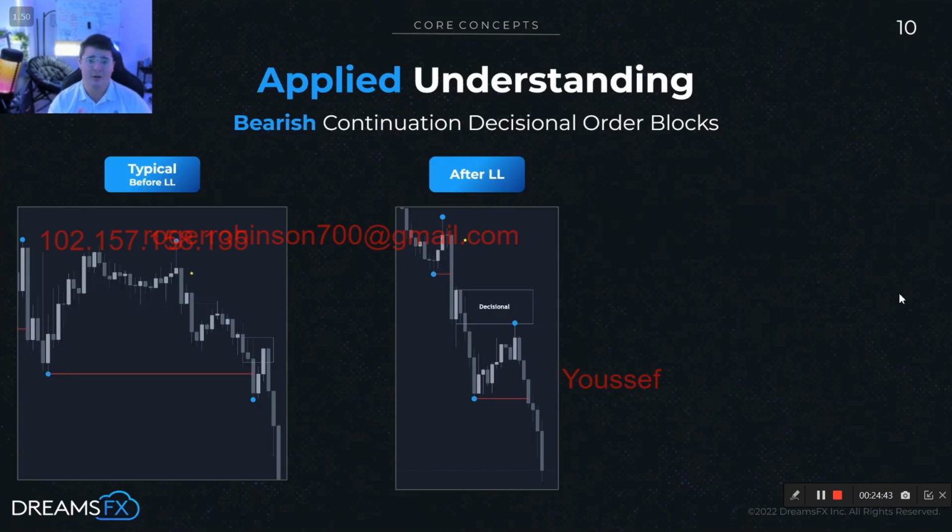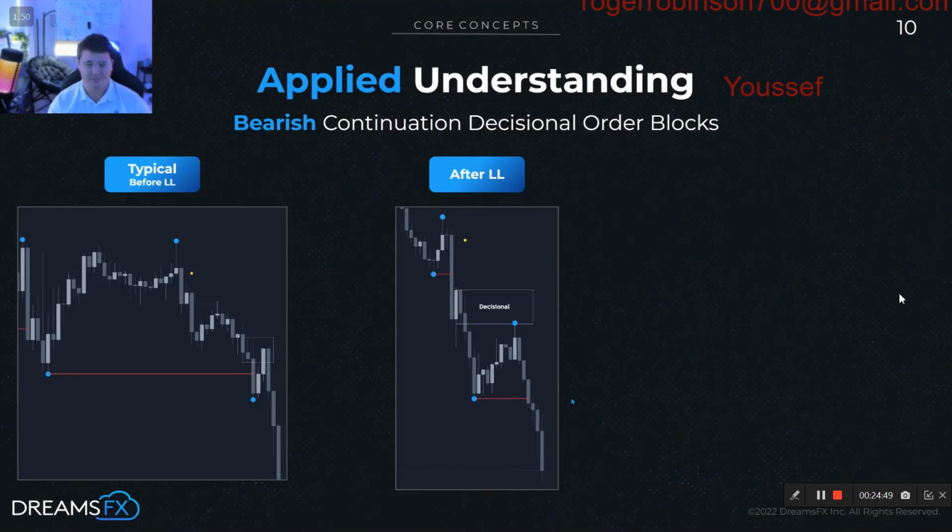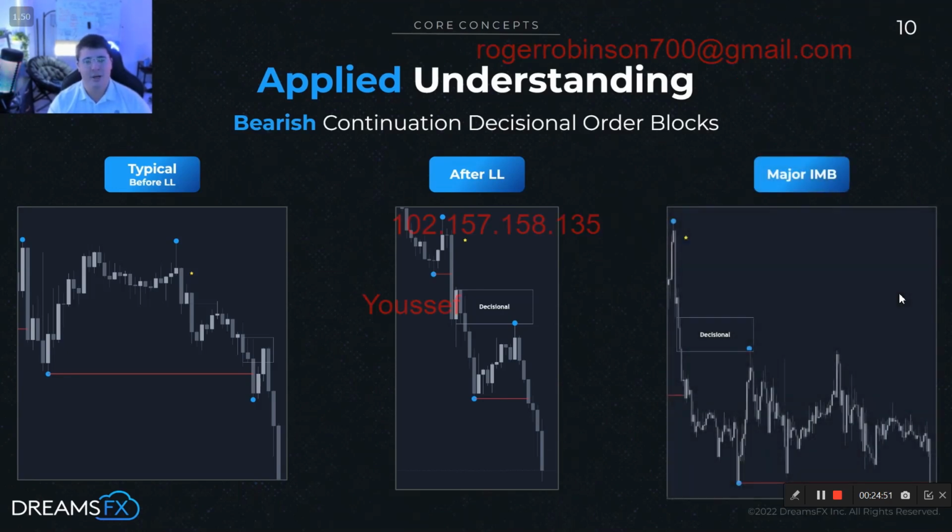Some of my favorite types right here are type 2 order block that occurs after a lower low. Great stuff. Comes back to mitigate, of course, and then sells off drastically. Of course, a third type is then our major imbalance.